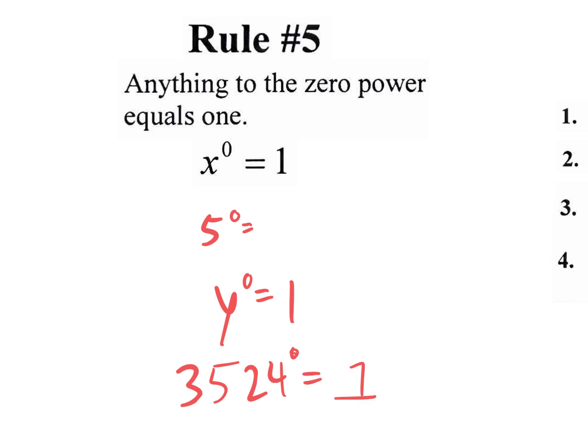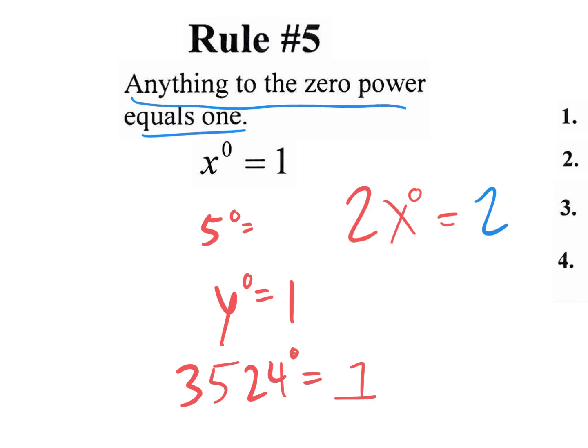Cool. What if I asked you, how about 2x to the power of 0? What does that equal? It's not 1, it's 2. It's 2. Why is the answer 2? You guys, I just said anything to the power of 0 equals 1. Why is this not 1?